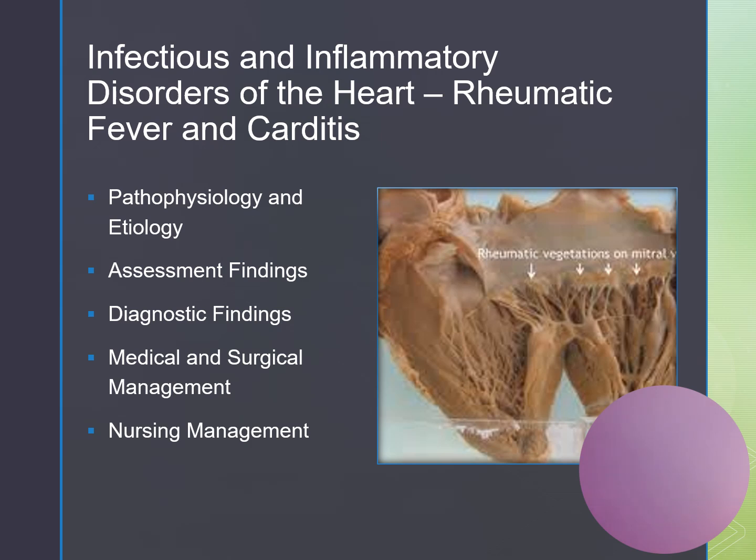Joints may be swollen. They may see warm, red, and painful joints. They may have a heart murmur and pericardial friction rub. They may also have chorea. An ECG might show changes in the heart, but there's no specific lab test. But the ESR, the erythrocyte sedimentation rate, or C-reactive protein, may be elevated. And remember, the ESR and C-reactive protein are both going to show inflammation somewhere in the body.